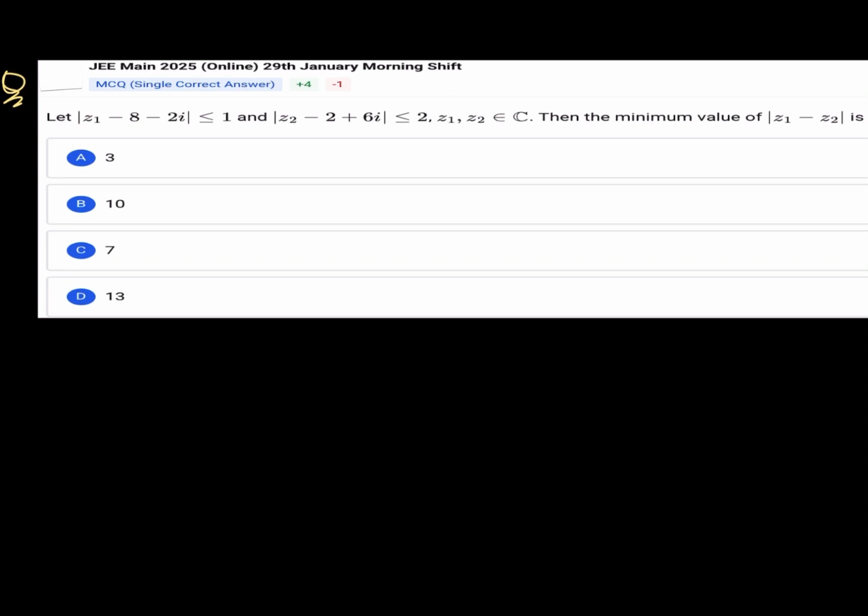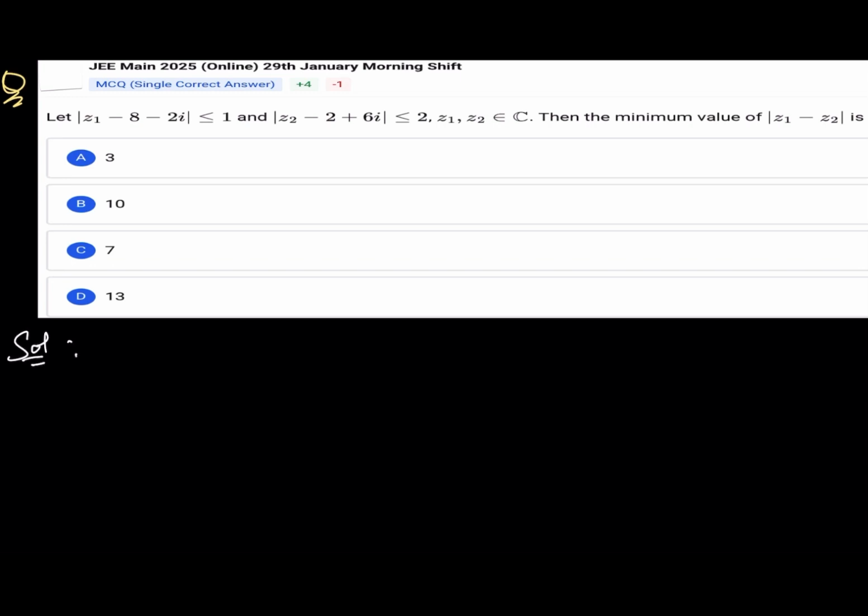Students, the question is: let mod of Z1 minus 8 minus 2 iota be less than or equal to 1 and mod of Z2 minus 2 plus 6 iota be less than or equal to 2, where Z1, Z2 belong to C. Then the minimum value of mod of Z1 minus Z2 is. Here C represents complex numbers.